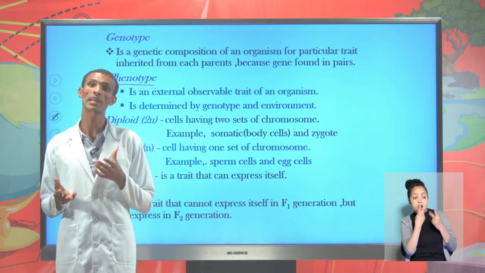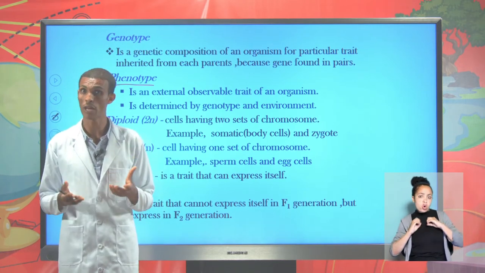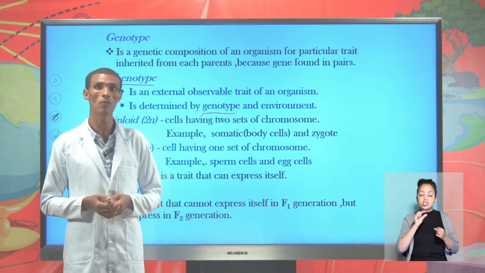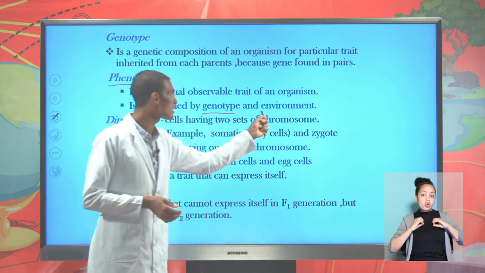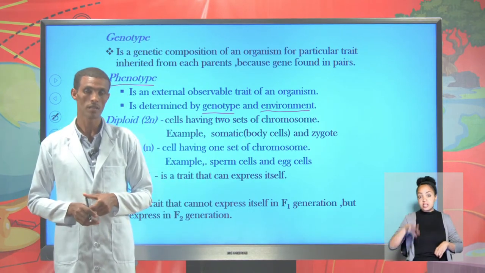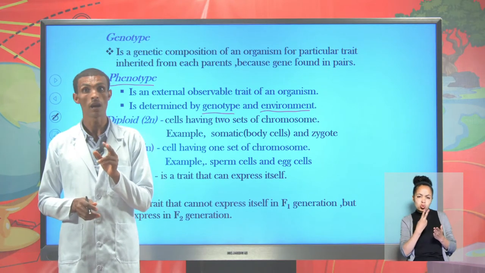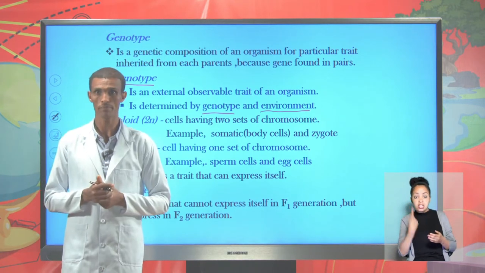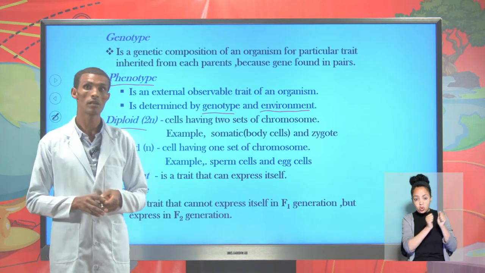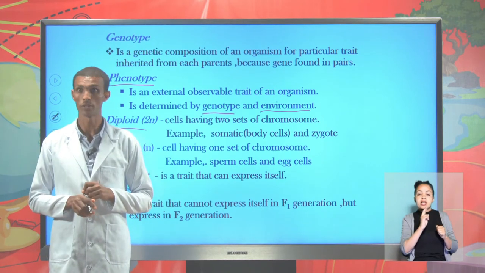The externally observable character of an organism, or phenotype, can be determined by the genotypic makeup of a living organism plus the environment in which that living organism is found. These two factors can determine an individual's phenotype. The next point that we can work with is diploid and haploid.